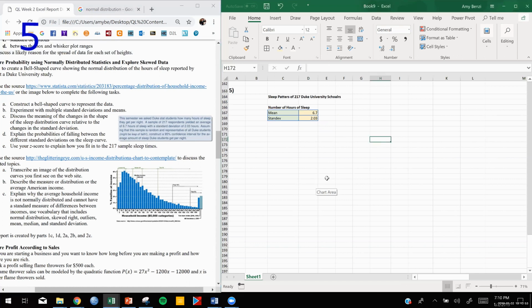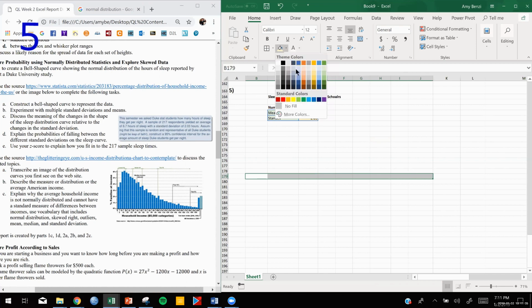So I am going to select, what was that going to be, 9? So 1, 2, I'm going to actually start over here. 1, 2, 3, 4, 5, 6, 7, 8, 9 cells. I'm going to paint them so I do not lose where they are. And I'm also going to border them.